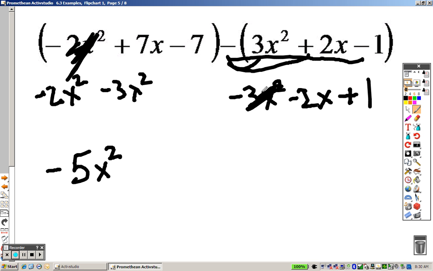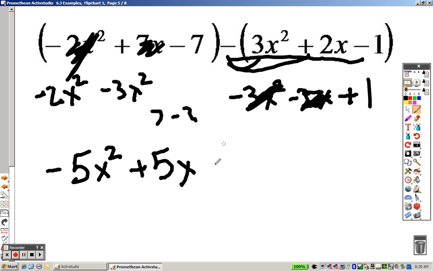That's gone. I have 7x and negative 2x, so 7 and negative 2 is positive 5x, so they're gone. And I have a negative 7 plus 1. Negative 7 plus 1 is negative 6. And there's your answer. Negative 5x squared plus x minus 6.